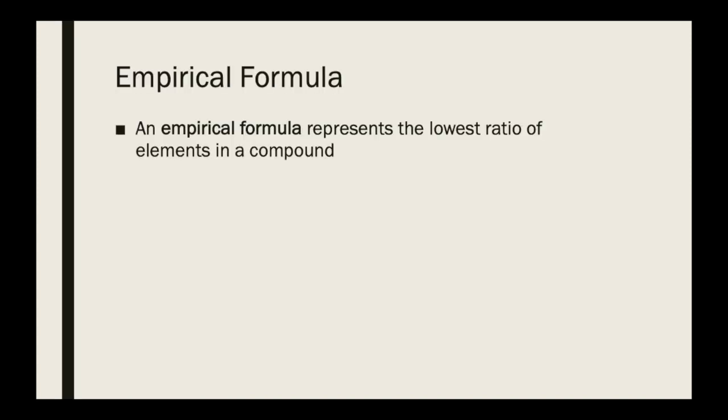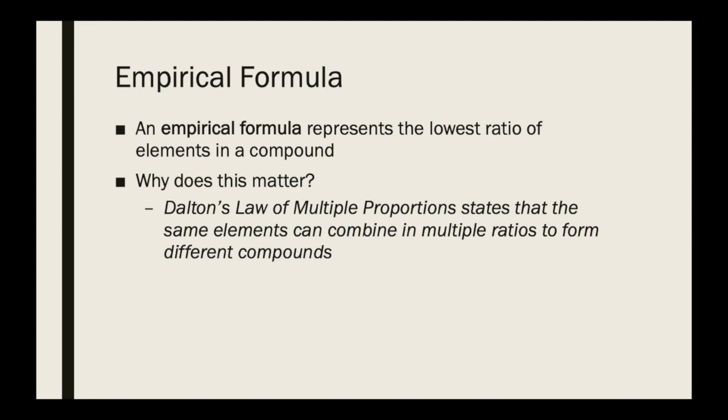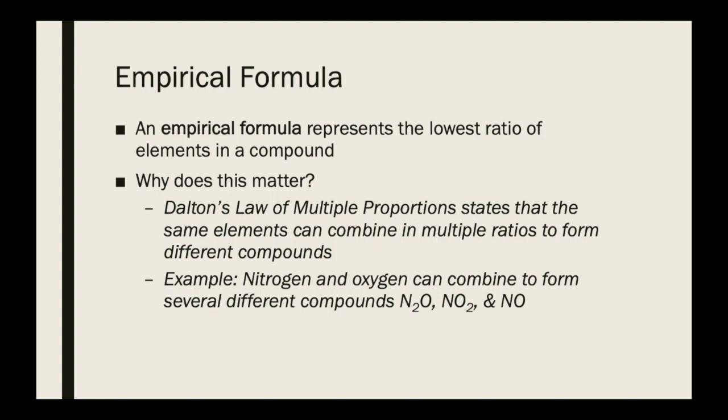First off, as a refresher, an empirical formula represents the lowest ratio of elements in a compound. Now, why does this matter? Well, this is important because of Dalton's law of multiple proportions, which tells us that the same elements can combine in several different ratios to form several different compounds. For example, nitrogen and oxygen can combine to form dinitrogen monoxide, nitrogen dioxide, and nitrogen monoxide.